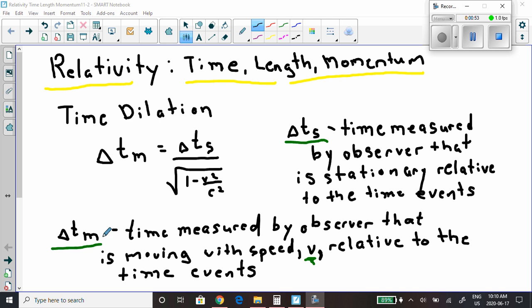It could be a clock going through its normal cycle. Okay, and then delta Tm is the time measured by an observer that is moving with the speed v, so you see the speed v in here, relative to the time events. And the time event could be something going on and off. It could be a clock running, anything like that. And in the denominator here, we have root 1 minus v squared over c squared, where v is the speed of that frame of reference and c is the speed of light.